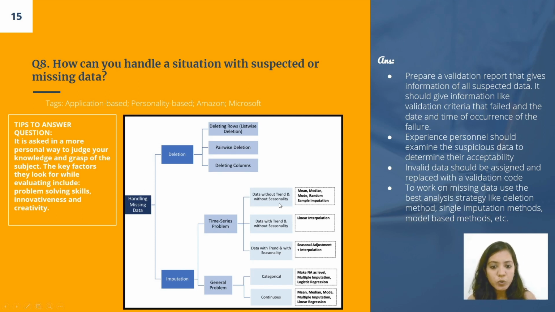This image over here takes you through the steps of how you would handle data. First thing you would see is if deleting is a smart option. You would only delete if it is less than 5% missingness or if the missing percentage is way too great. If it is in that sweet spot, then you might want to impute the data instead and try to get better results. Under imputation, you would see if it is a general problem or a time series problem. If it is a general problem, then based on the different methods that we have discussed, you would take those required methods and use them to fill in the missing data.